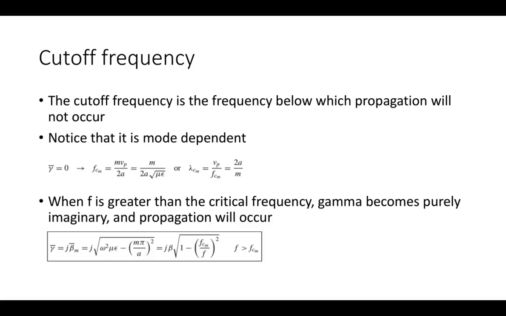Basically then gamma becomes equal to j beta, which can be expressed in terms of the cutoff frequency and the frequency of the propagating wave. Since the frequency of the propagating wave is always greater than the cutoff frequency, this term is always less than 1, meaning you have j beta times this factor, which is kind of like the waveguide factor.